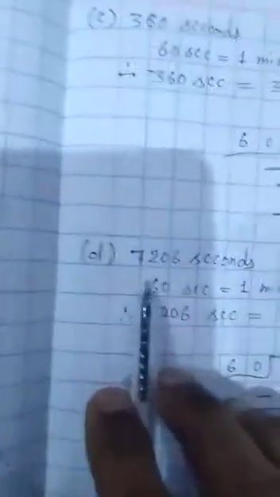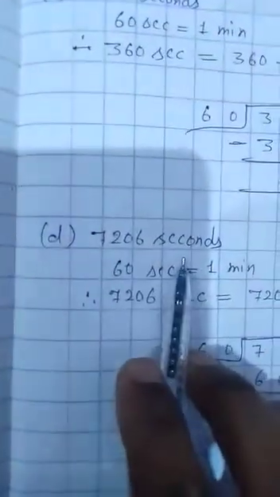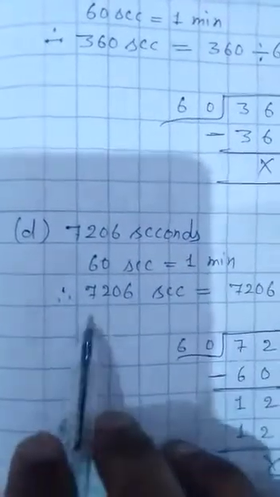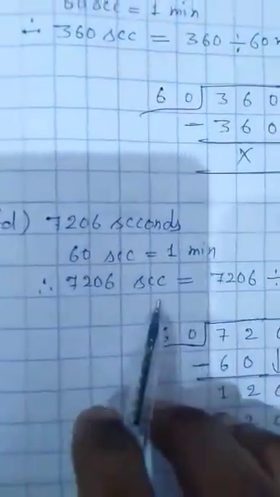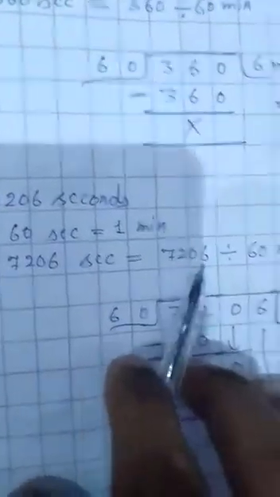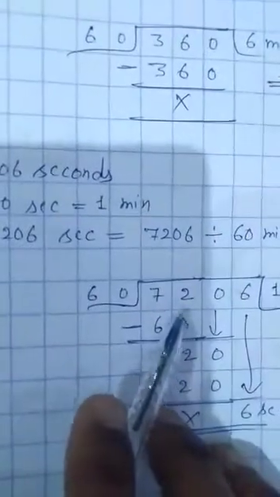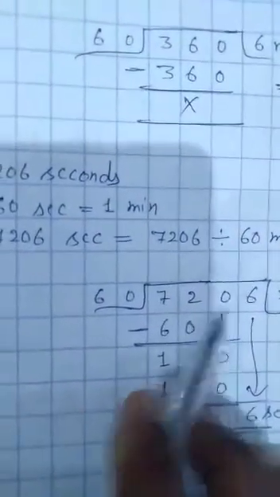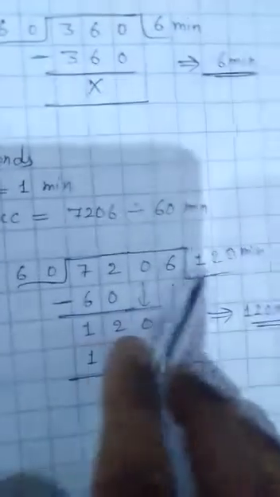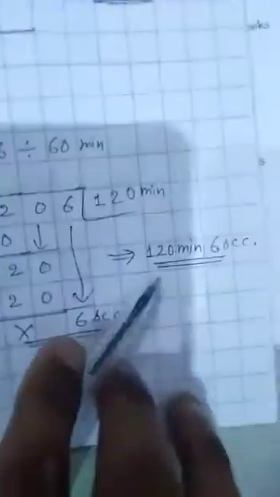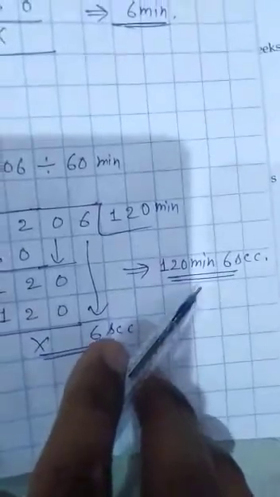Now question number D, 7206 seconds. So 60 seconds equals 1 minute. So 7206 seconds equals 7206 divided by 60. When we divide 7206 by 60, it will be 120 minutes and 6 seconds. So the answer will be 120 minutes 6 seconds.